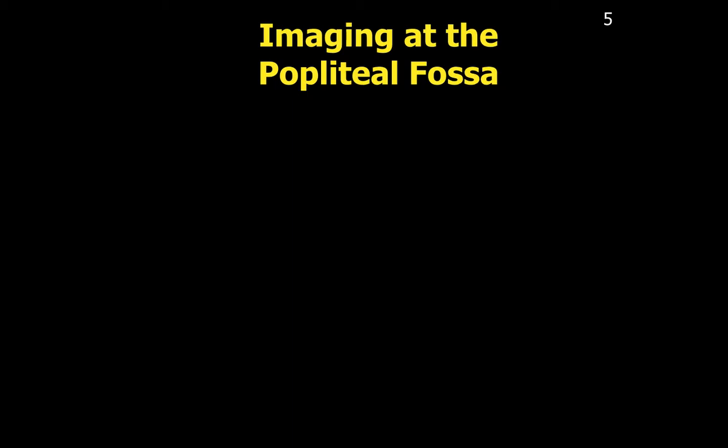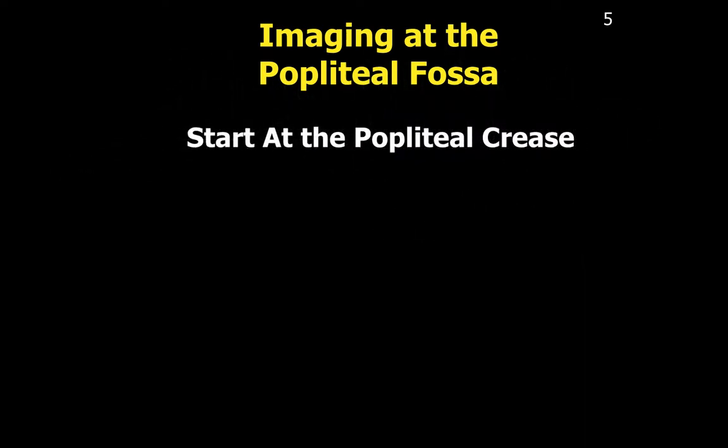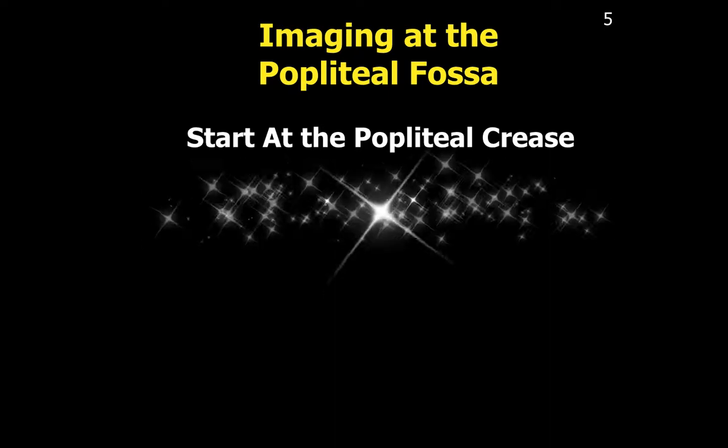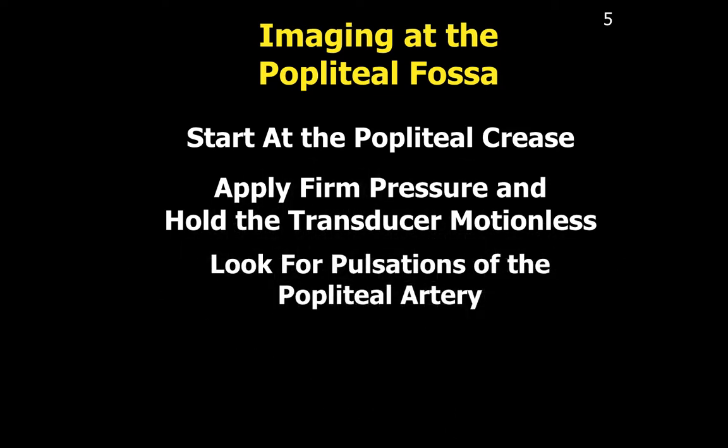There are some helpful steps to follow when imaging the popliteal space. By starting at the popliteal crease, the imaging depth is decreased and some initial landmarks are more easily identified. While applying firm pressure and keeping the transducer motionless, the pulsations of the popliteal artery can be easily recognized. Using the popliteal artery as a point of reference, the popliteal vein and tibial nerve can be more easily recognized.